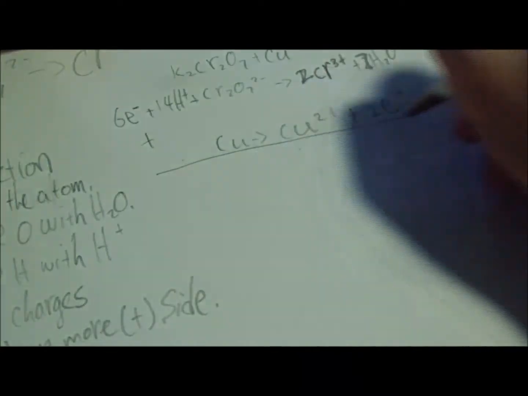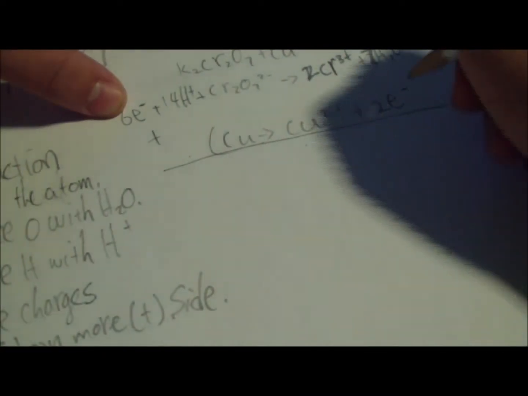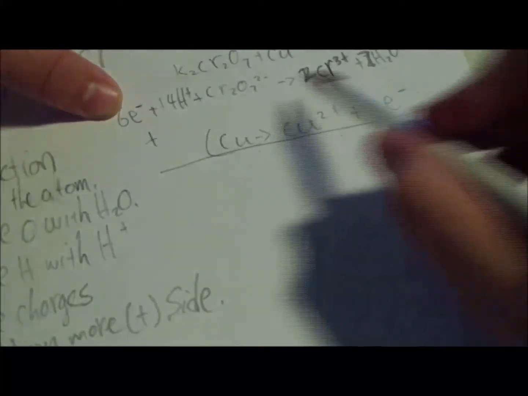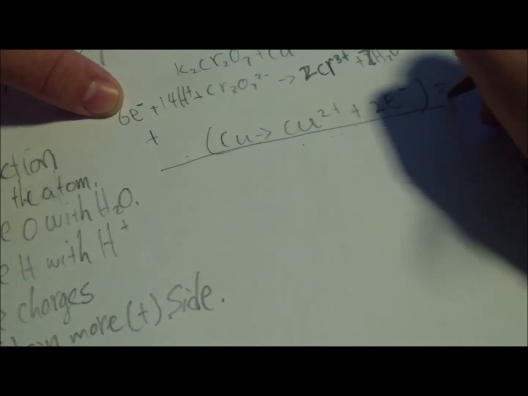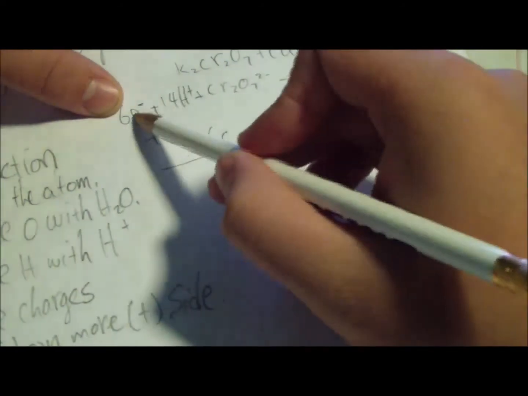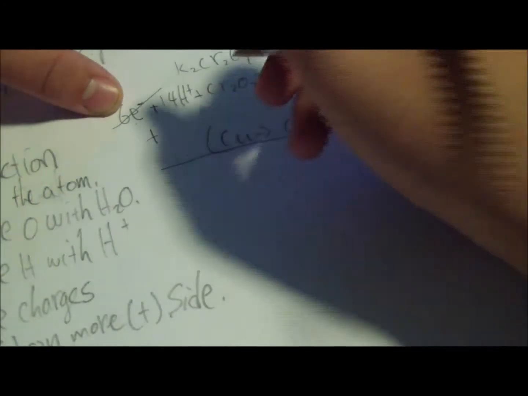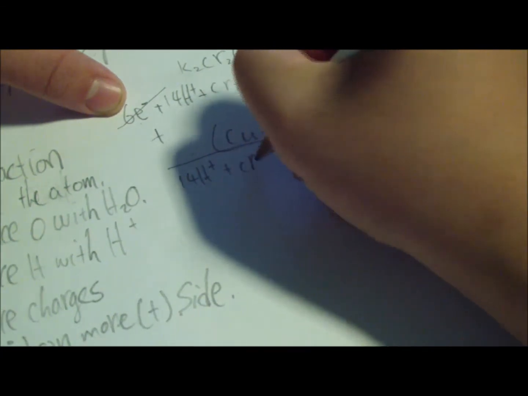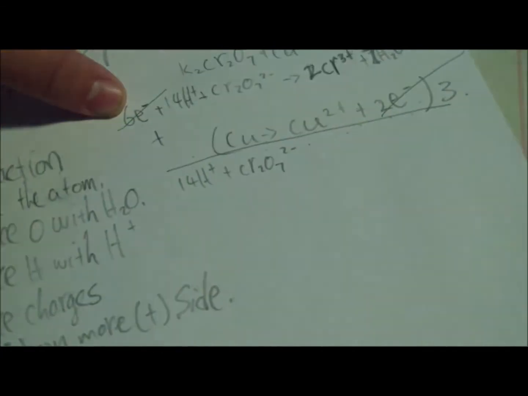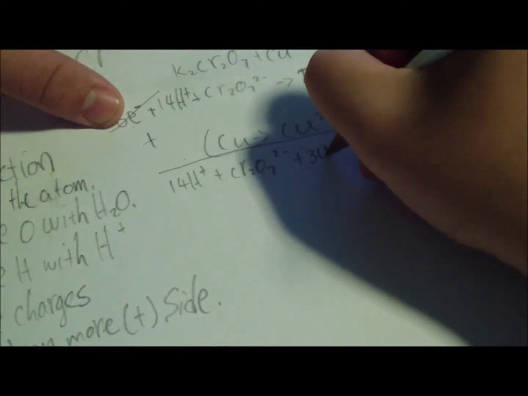Now we add the two equations up. Make sure you cancel the electrons, which stay on opposite sides. There are 6 electrons on the reactant side and 2 on the product side, so I multiply the bottom equation by 3. I get 6 electrons there, so I can cancel them out. I'm left with 14H plus, Cr2O7 2 minus, plus 3Cu.